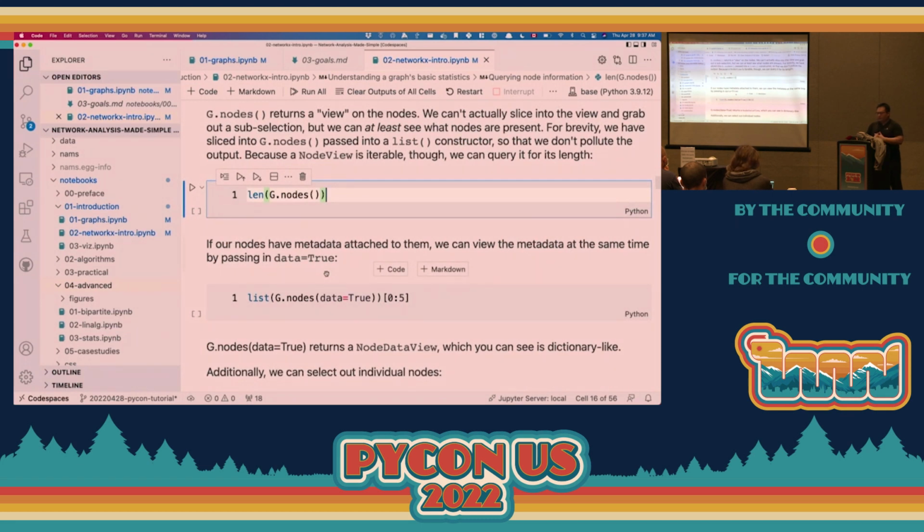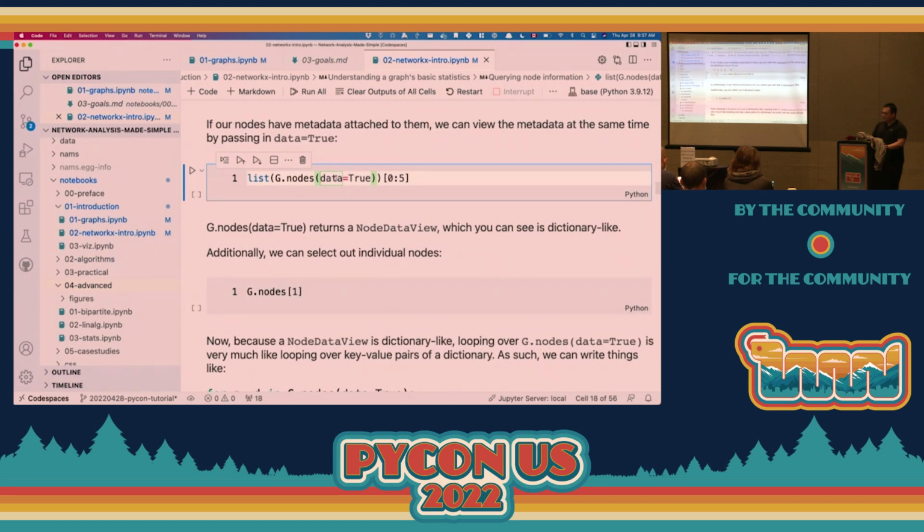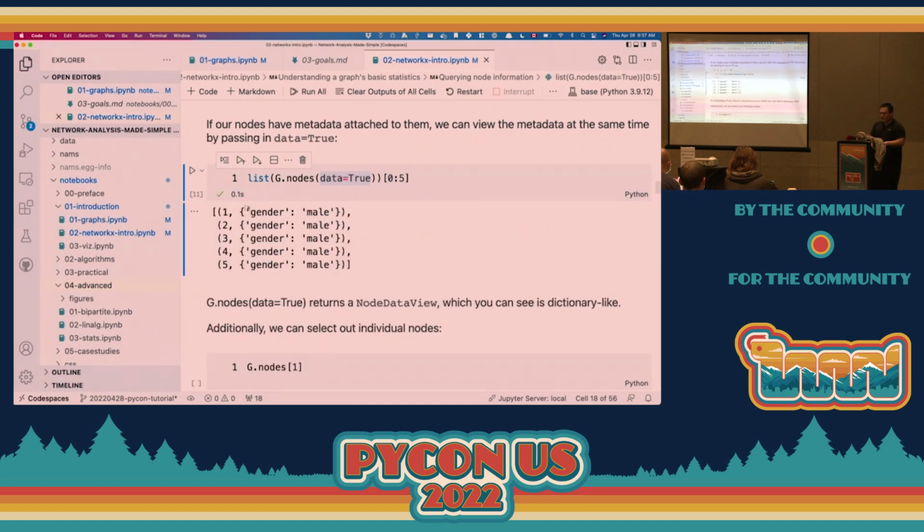One thing that you can do with G.nodes is you can check how many nodes are present inside the graph. So if you do len of G.nodes, you'll get 29 over here. And here's a really cool thing. If there is metadata that is attached on top of each node, you can do G.nodes data equals true, and you'll get back this data structure.